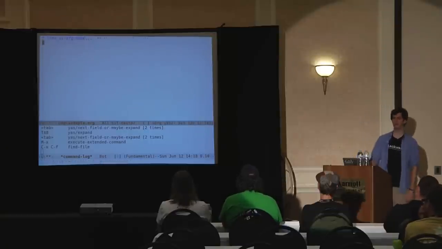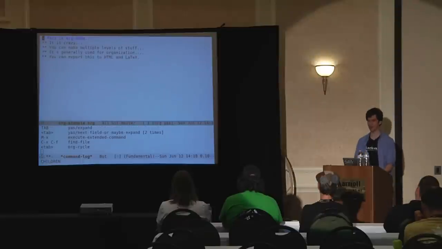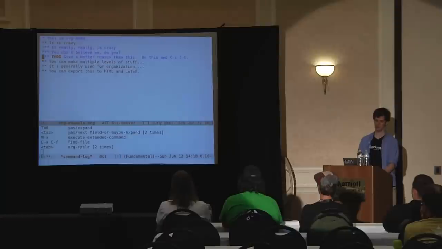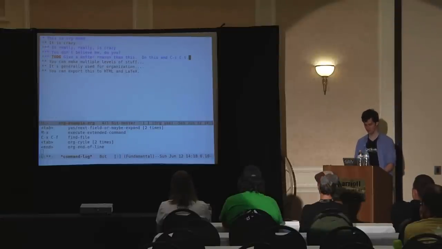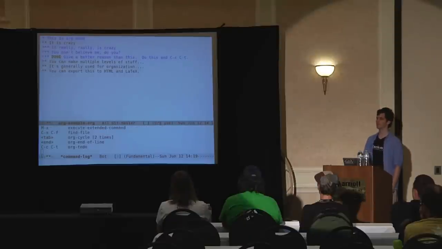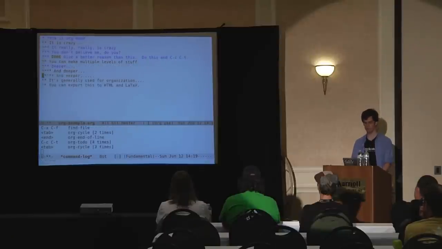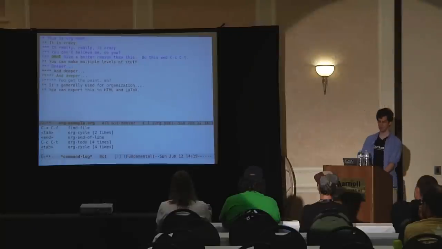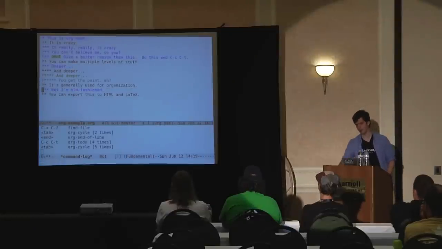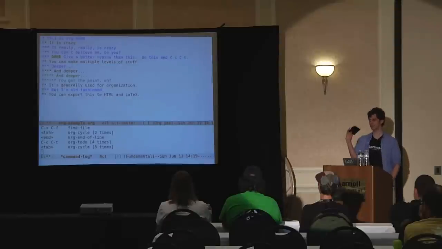So this is a little thing I made up. So this is org mode. I expand subheadings with tab, and it's crazy. I think I gave you a reason why it was crazy, the fact that it could export to everything. So I can mark that done with Control C, Control T. It's done. This is all plain text that it parses and collapses immediately. And I can cycle through it. Multiple levels of stuff, many, many levels. It's generally used for organization, but I'm old fashioned. I do planning in something like this. I like these things.